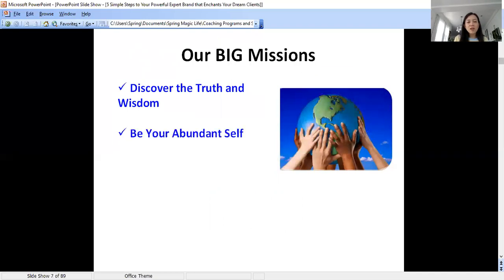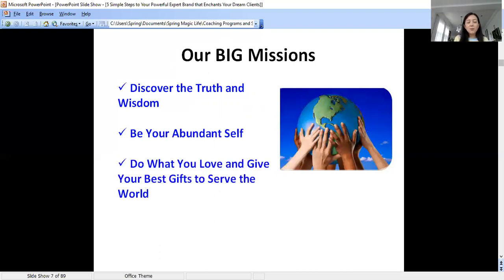And our second big mission is to be your abundant self. Many of us are awakening to really find the answer that our life is first to fulfill ourselves, to be our abundant self, to find out who you are and also fulfill your mission. And the third big mission is to do what you love and give your best gifts to serve the world. I wish we all agree with these big missions, right?